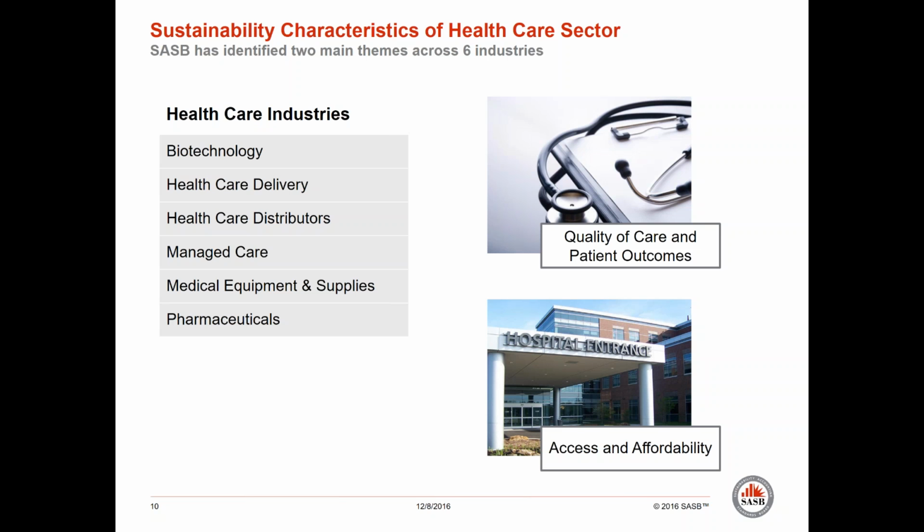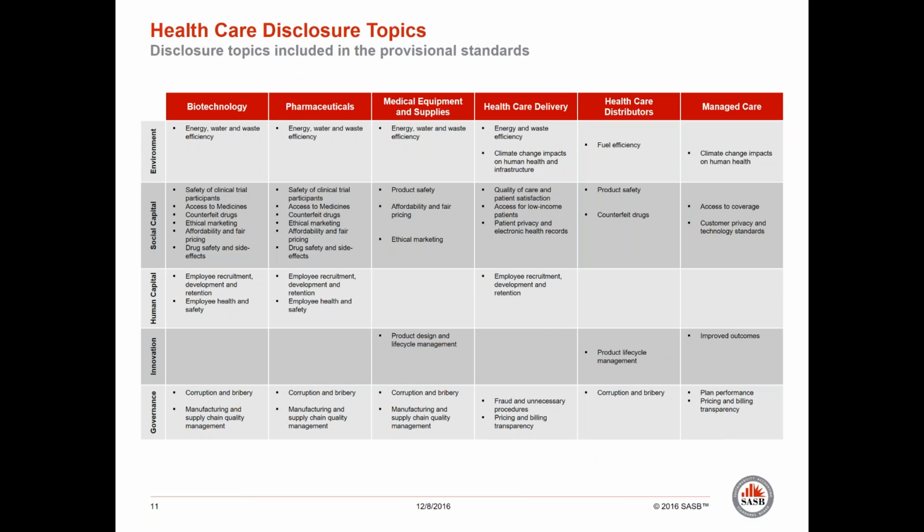The chart on this slide indicates all the disclosure topics that we identified across the 6 healthcare industries. And again, you'll see that issues relating to safety, access, affordability, patient outcomes dominate, and those are typically in the social capital realm.